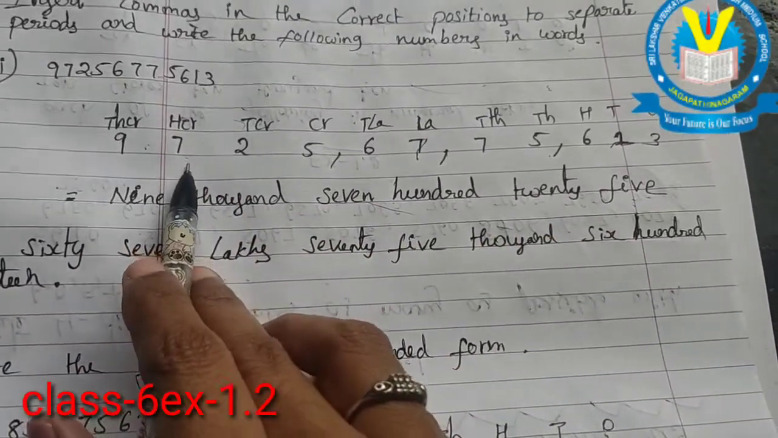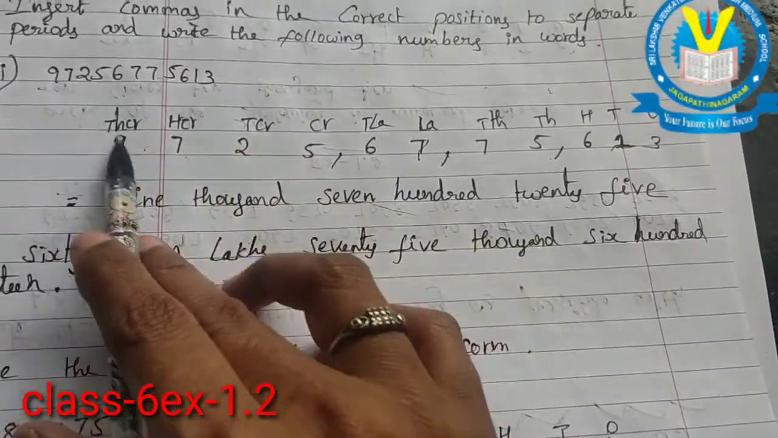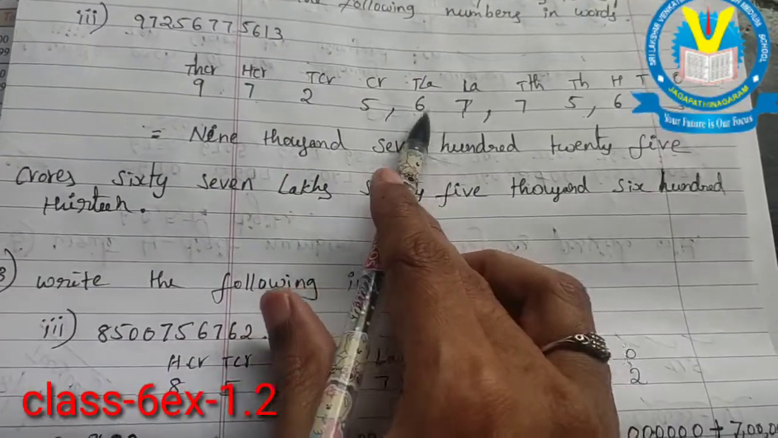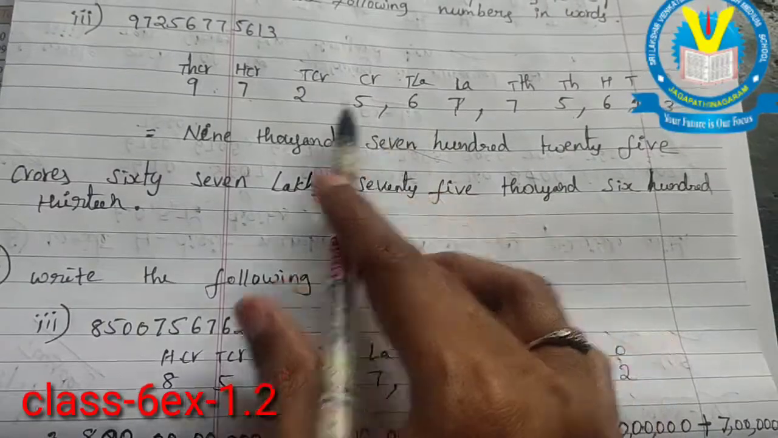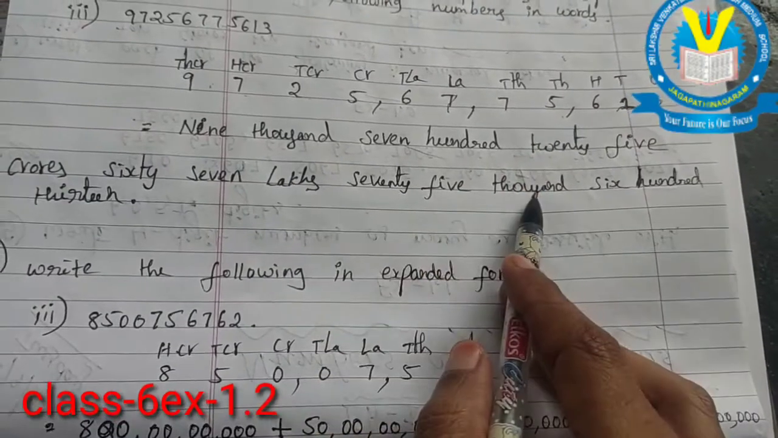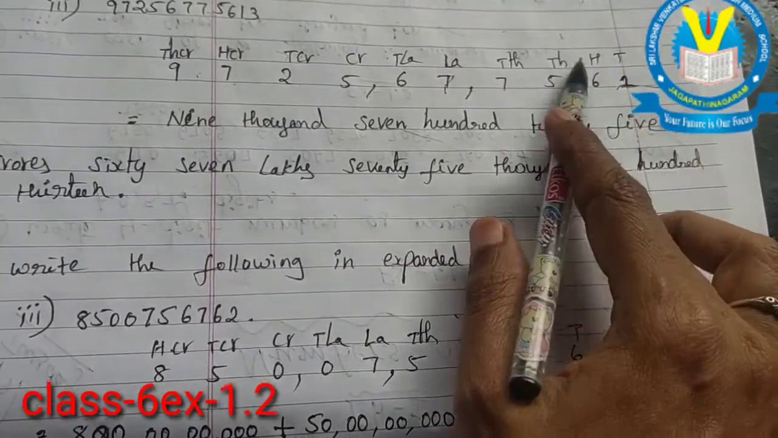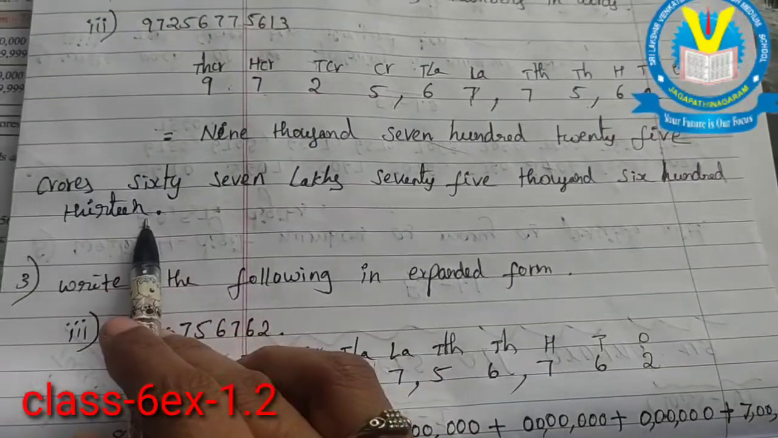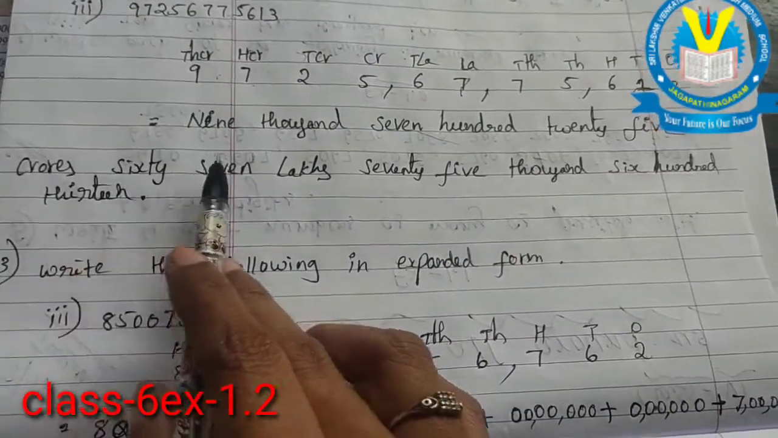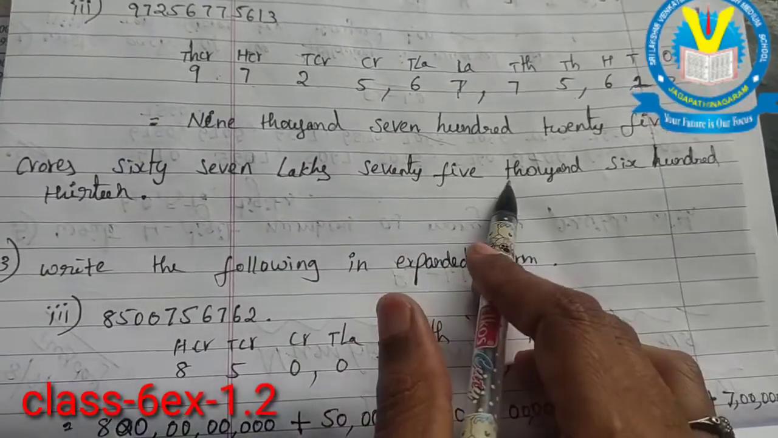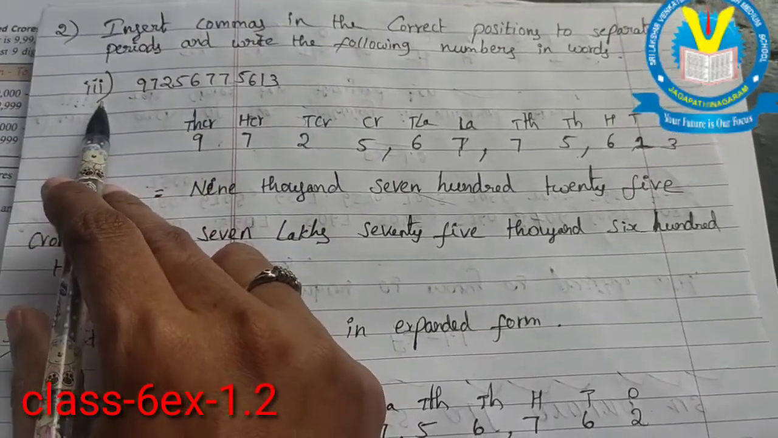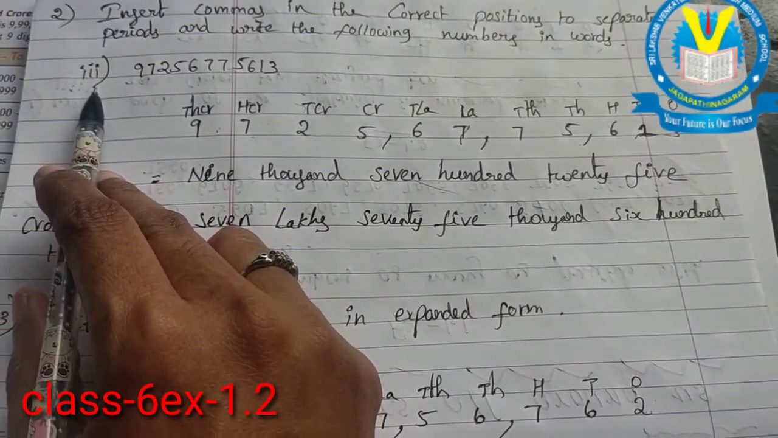9,725. This is the total crores period. 25 crores. 67 lakhs. 67 is the lakhs period, so you have to write 67 lakhs. 75,613. Okay. 9,725 crores, 67 lakhs, 75,613. Okay children, in the second Roman, the third one is completed. The first one and second one are homework.